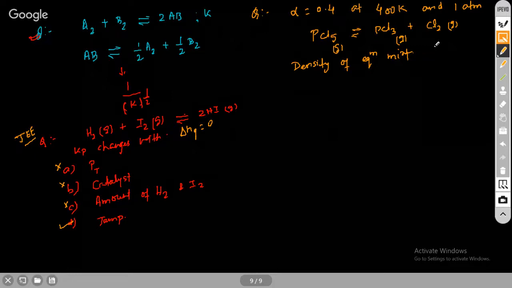The relative atomic mass of phosphorus is given. It is 31, and for chlorine it is 35.5. You have to find out the density of the mixture. Relative atomic mass is given. Gases are behaving as an ideal gas.